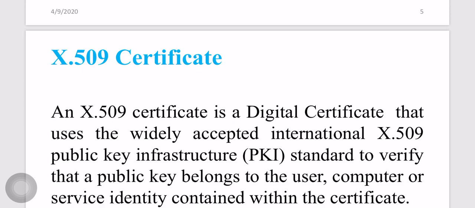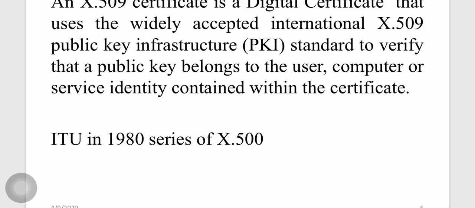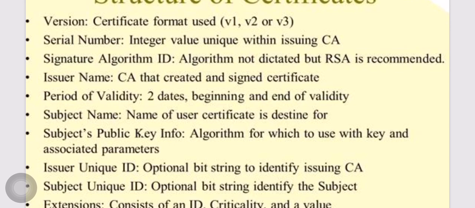It has a number version, and a unique number in the 500 series, and we have various versions: version one, version two, version three. Version 3 was developed recently, while the standard was originally developed in 1988, and it also comes under public key infrastructure. It was developed by ITU, the International Telecommunication Union. Let us see the standard format of the structure of the X.509 certificate.